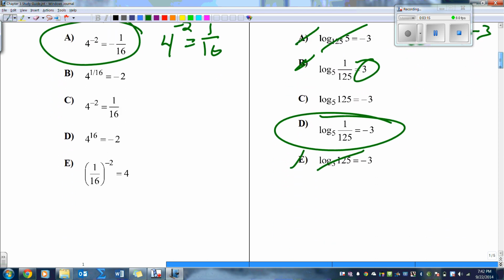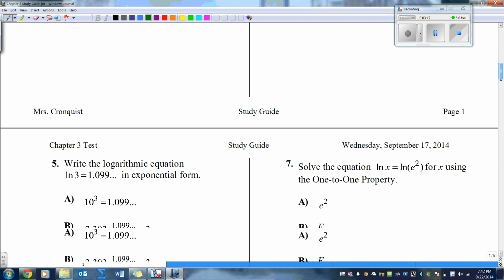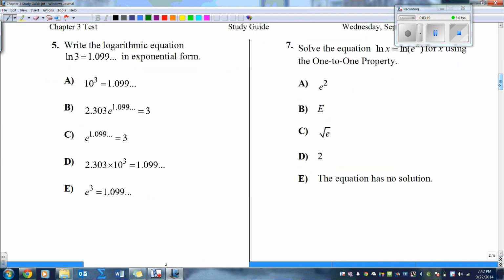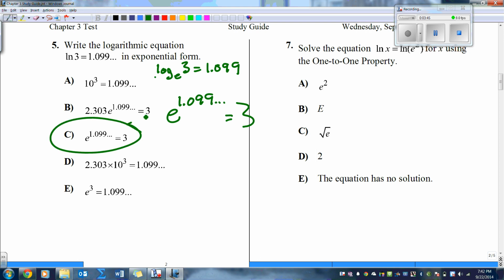Remember, you can pause at any time if you need to write what I've written, if you need to copy, and I'm moving on. Write the logarithmic equation, natural log of 3 equals 1.099 in exponential form. Well, this is log base e, right? So, base to the outie equals the innie. So my answer is C.